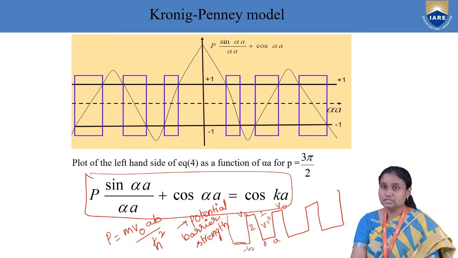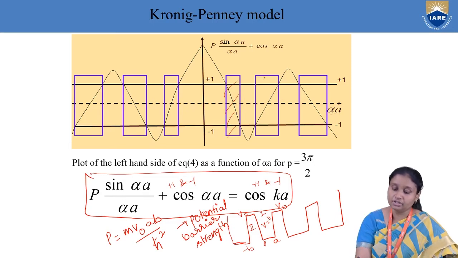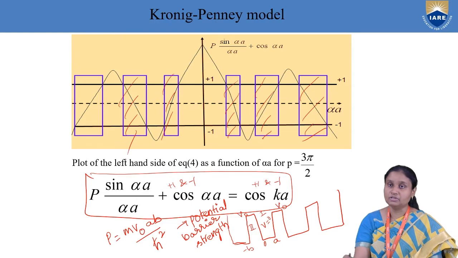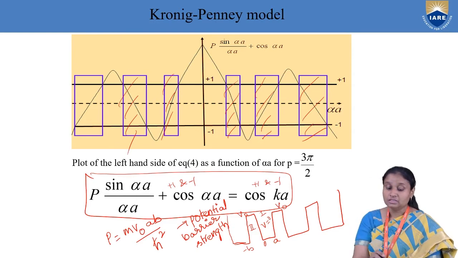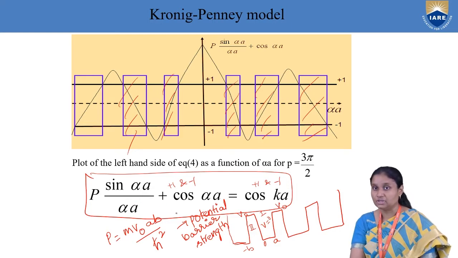We have seen that because the right hand side of this equation is bounded between +1 and -1, the left hand side should also be bounded between +1 and -1. So here we have plotted a graph with alpha A on the x-axis and the left hand side of this equation on the y-axis, where alpha is variable. We substituted different values of alpha, and from this graph we got permitted and unpermitted values of alpha. Permitted values of alpha are those for which the left hand side of this equation falls between +1 and -1.